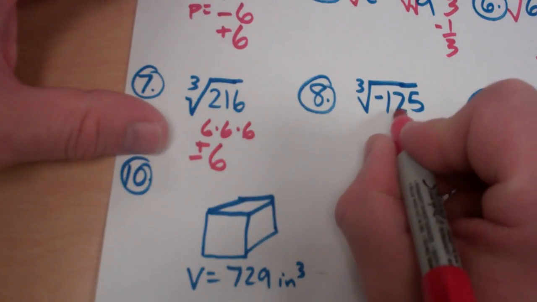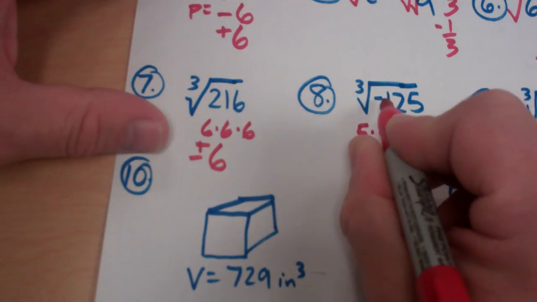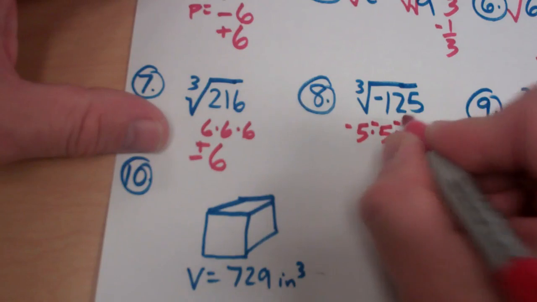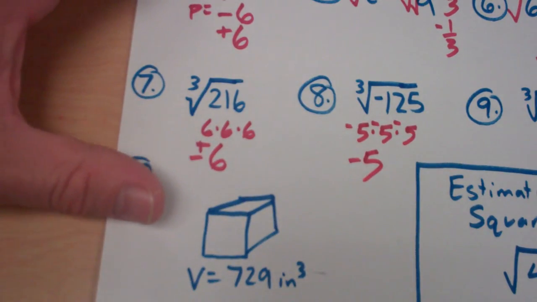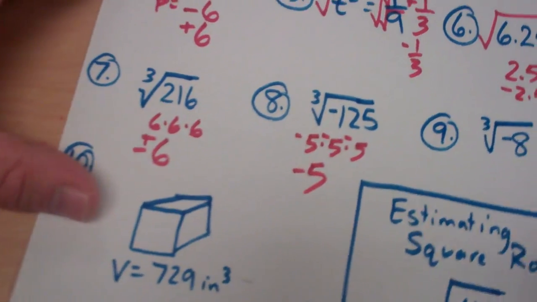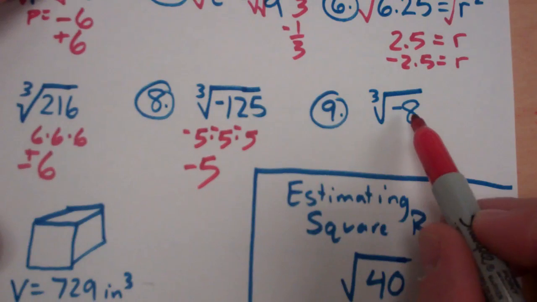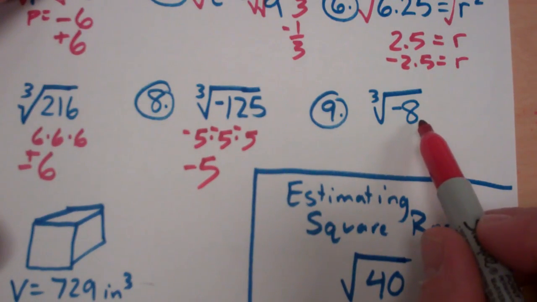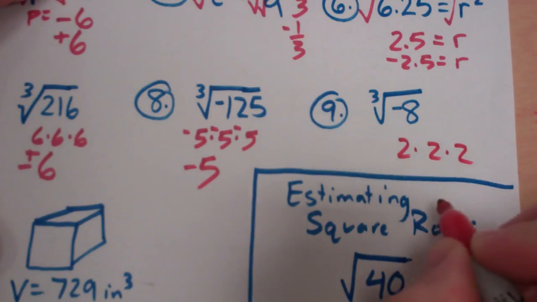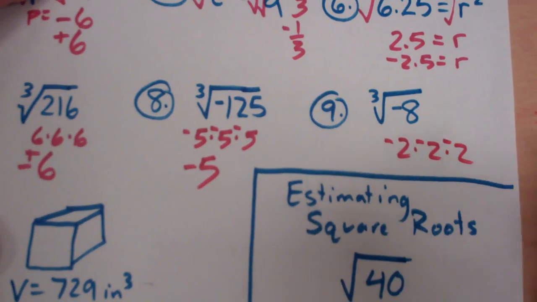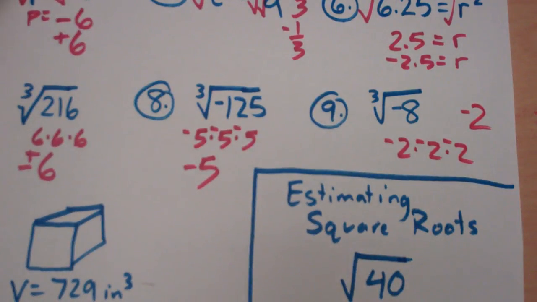So I recognize 125 as 5 times 5 times 5. Since it's a negative in there, it must have been negative 5 times negative 5 times negative 5. So negative 5 is the cube root of negative 125. Next one, once again, you have a negative number in here, so I know my answer is going to be negative. We're dealing with perfect cubes, so 2 times 2 times 2 is 8, so negative 2 times negative 2 times negative 2 is negative 8, so negative 2 would be your cube root.